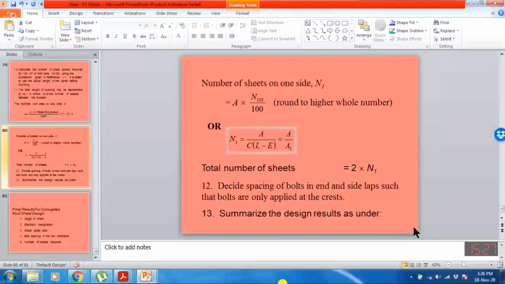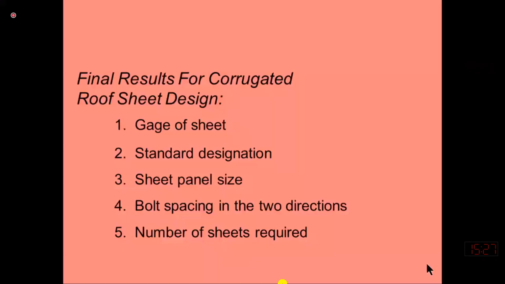So in the results, we have to highlight five things: what gauge of sheet we are using, what is the standard designation, what is the panel size of the sheet that we are using, what is the bolt spacing that we are using to connect the sheets along the length and along the sides, and how many sheets are required.